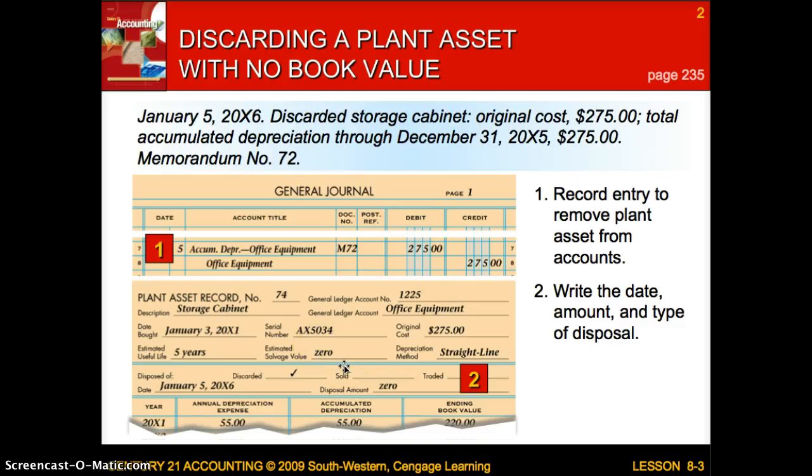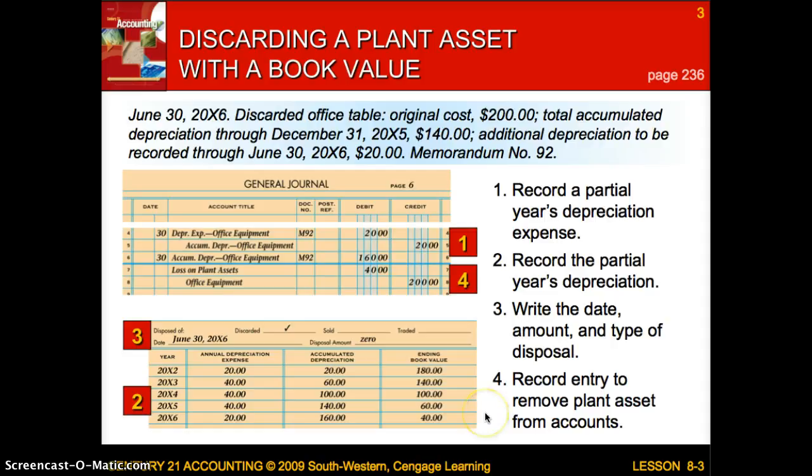We need to write the date and the amount and the type of the disposal. So this is that part that earlier we talked about we hadn't done. We hadn't disposed of it yet. Now we are. We've discarded it. We couldn't sell it. No one wanted anything for it. We couldn't trade it in. So on January 5th of this year, we didn't get anything for it, so the disposal amount was 0 and we discarded it.